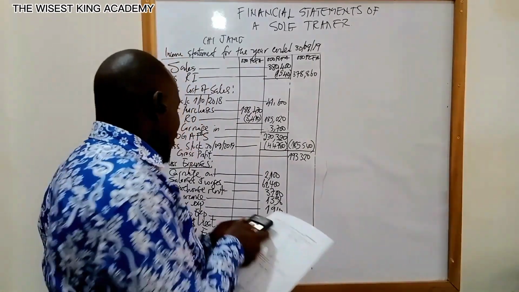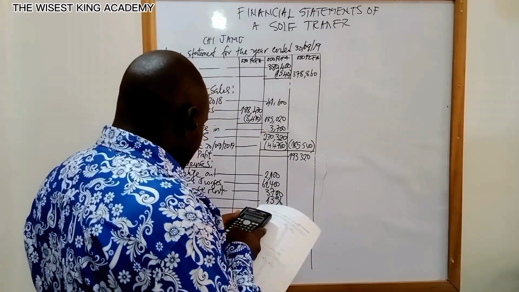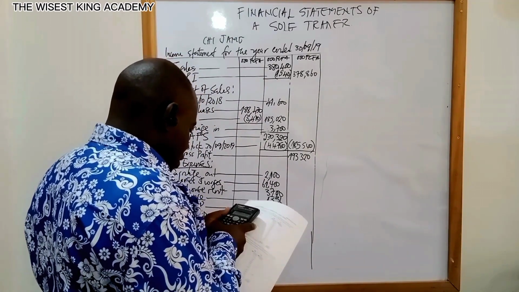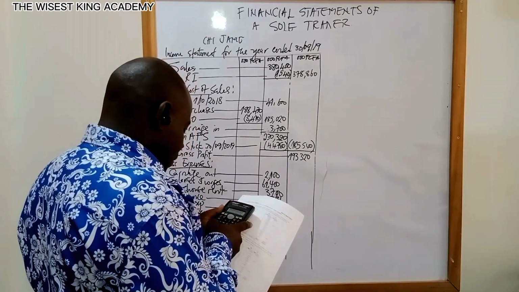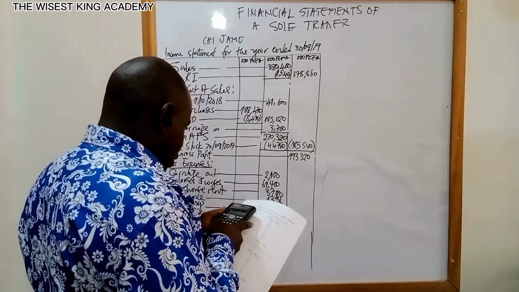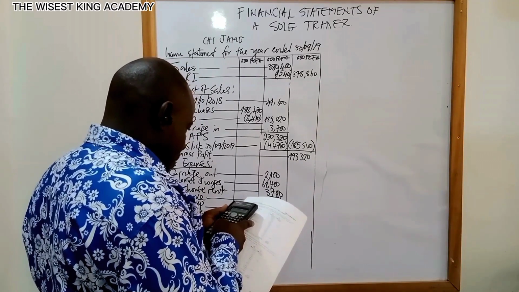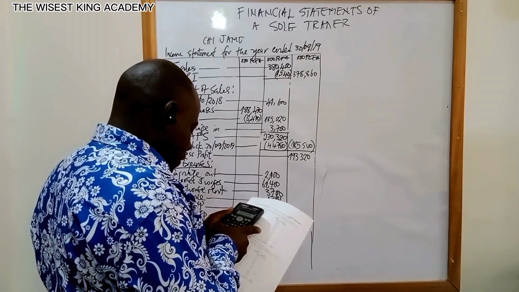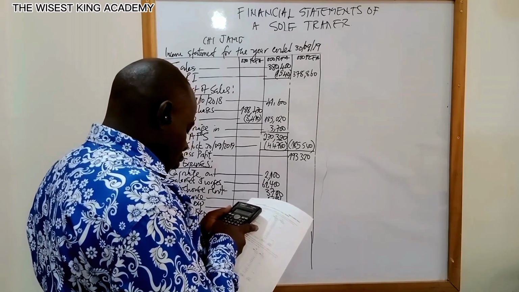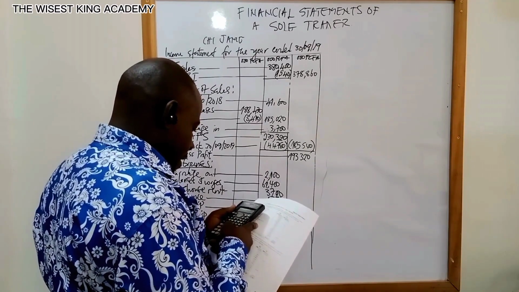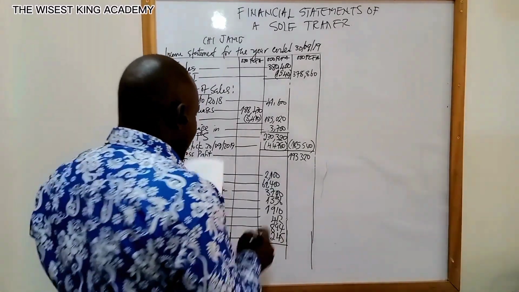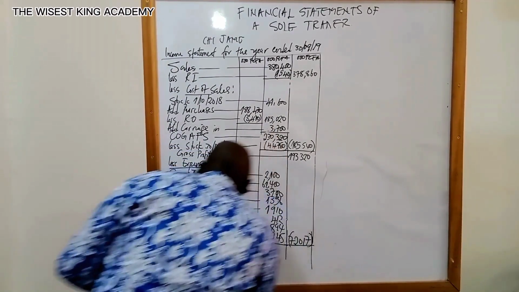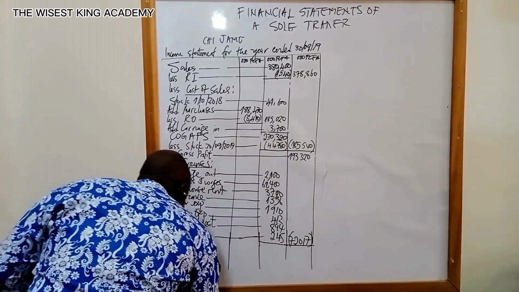So let's add to get the total expenses: 2,100 plus 61,400 plus 3,700 plus 1,356 plus 1,910 plus 412 plus 894 plus 245 equals 72,017, which we subtract to get our net profit.